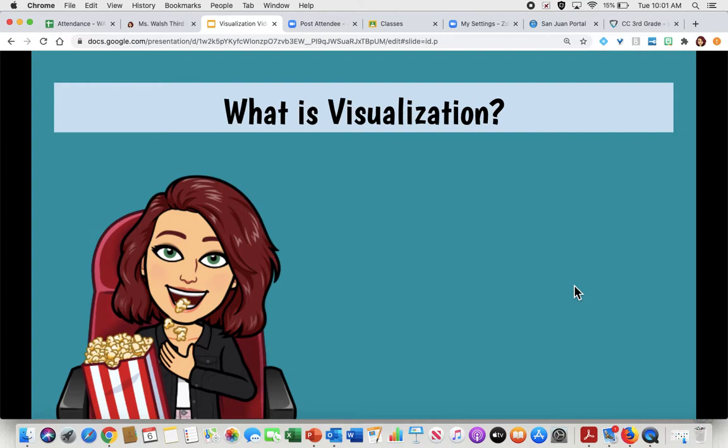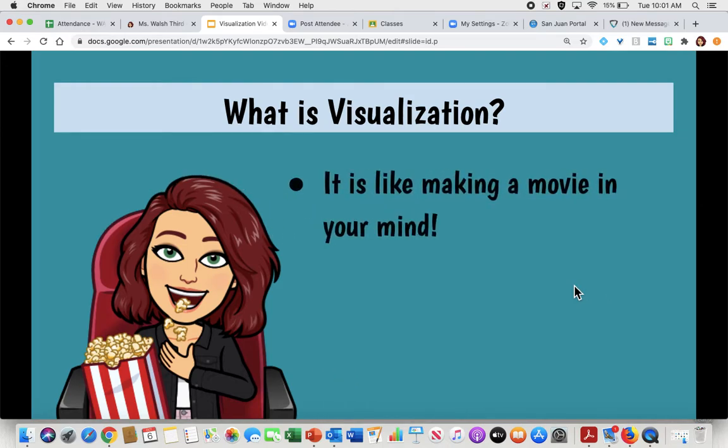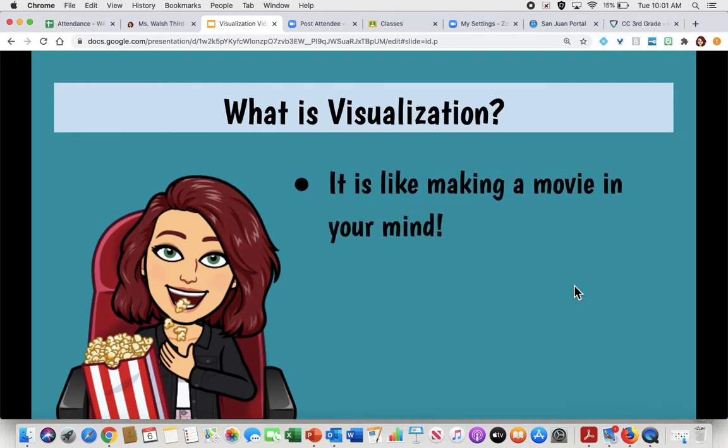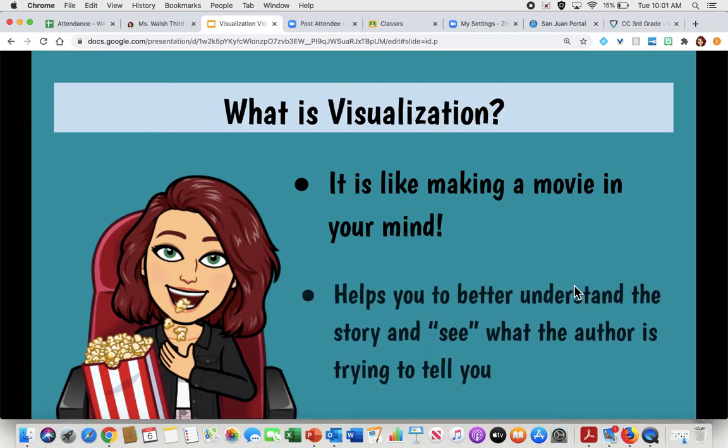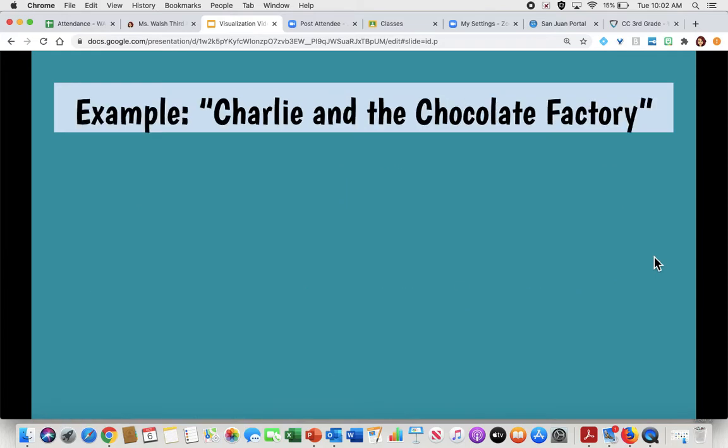So, what is visualization? It is like making a movie in your mind. A movie has pictures and you're able to take a script and bring it to life. It's the same thing for our brains when we're taking a story. We're bringing it to life in our brain by giving it pictures. And it helps you to better understand the story and see what the author is trying to tell you.